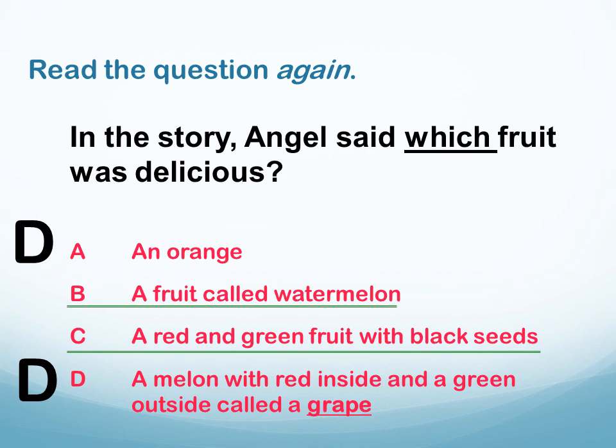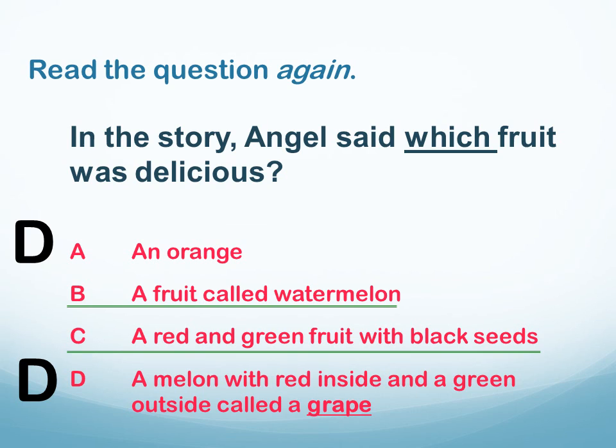We're looking for the best answer to the question in the story. Angel said which fruit was delicious? Remember the line to the rewrite rap poem, can you prove it all? Which one can we prove all of the answer? Now, as much as you may want to choose C, because a red and green fruit with black seeds describes a watermelon very well, and a fruit called watermelon sounds kind of weird, which answer best answers the question, which fruit was delicious?